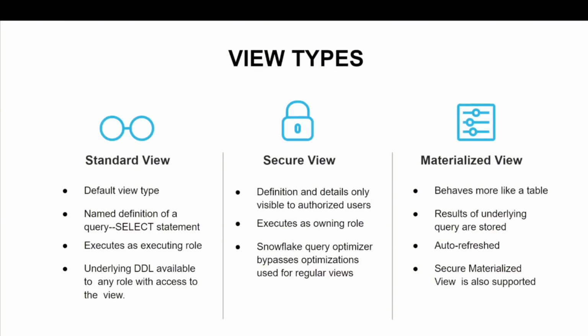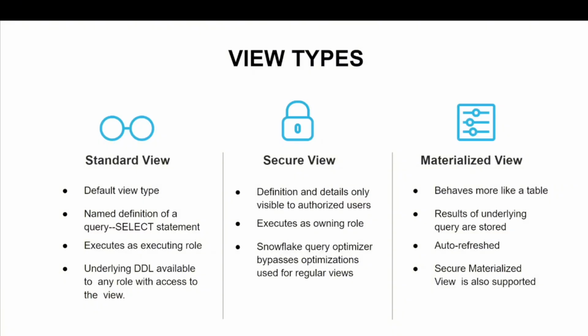Now, what is a standard view? A standard view is a kind of virtual table whose results are generated by running a simple query whenever the view is accessed. The query is executed dynamically each time the view is referenced in a query, so the results are not stored for later or future uses. It is very useful in simplifying complex queries and reducing redundancy. The next is the secured view. Secure views are a type of view in Snowflake that provides enhanced data privacy and security.